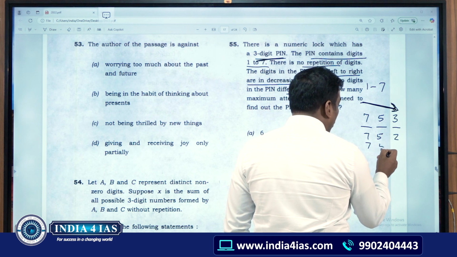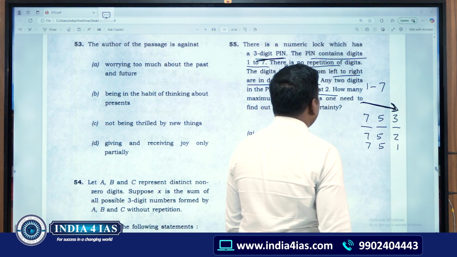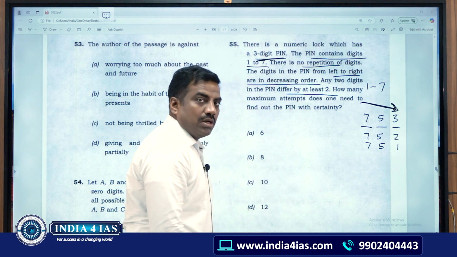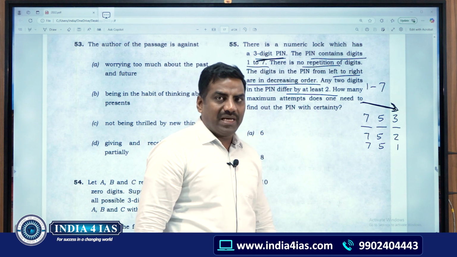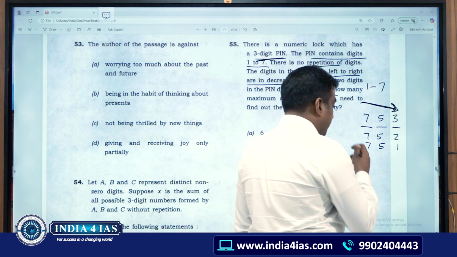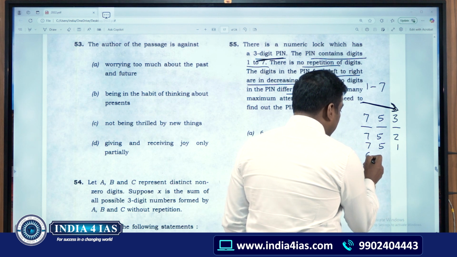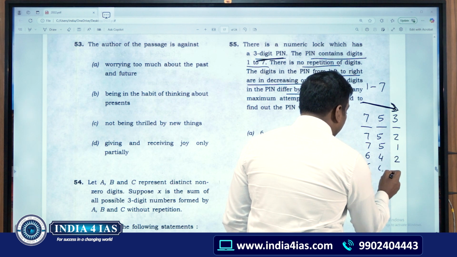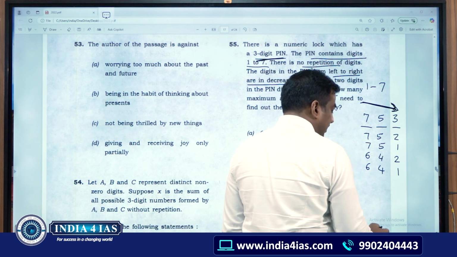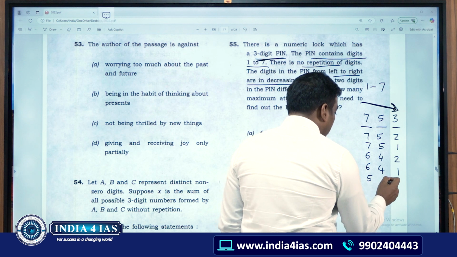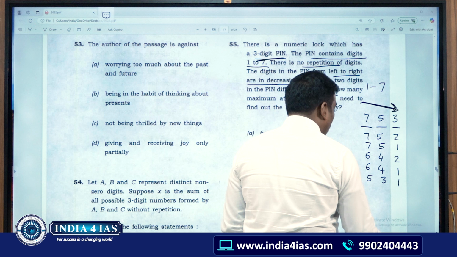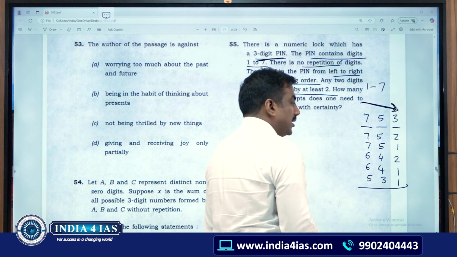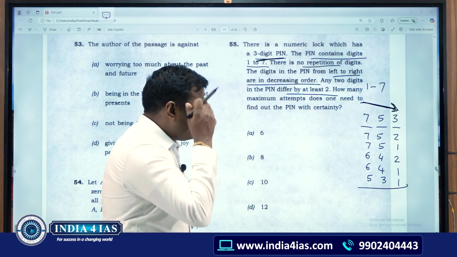When I use 5, I can use 1 also. I cannot use 0. So with respect to 7 and 5 in the beginning, I can have these 3 values. Then coming to 6, I can have 4, I can have 2. Coming to 6 and 4, I can have 1. Yeah, that's it. Then going forward for 5, 5, 3 and 1. That's it.